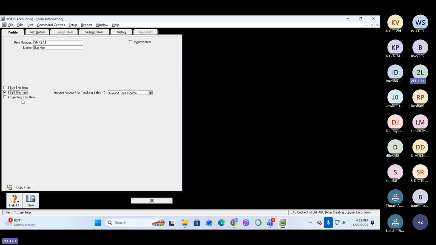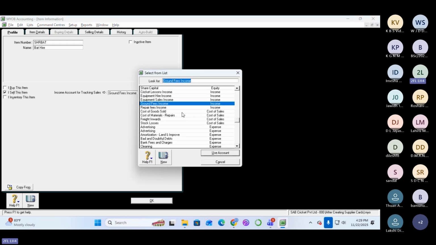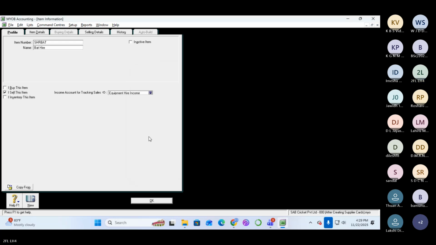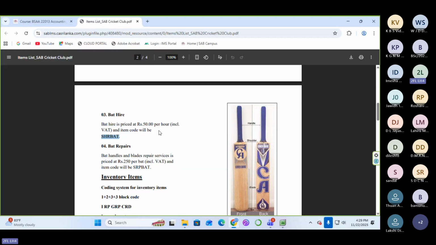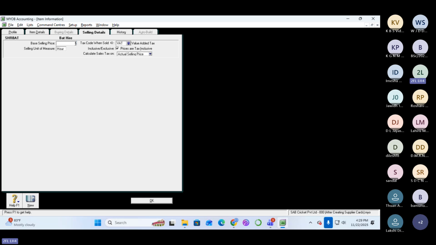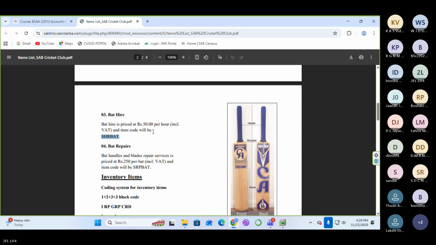You are going to buy bats. Yeah, that's true, that is there in your email. But you are not going to buy that service. Therefore, you are only selling that service. Okay. So you are selling it, but it's not ground fee income. There should be a separate income account for that. What is suitable? Equipment hire income. There's an income account called equipment hire income. Select that account. Okay. And then you can go to the selling details. It's hourly, VAT inclusive, and 50 rupees per hour.